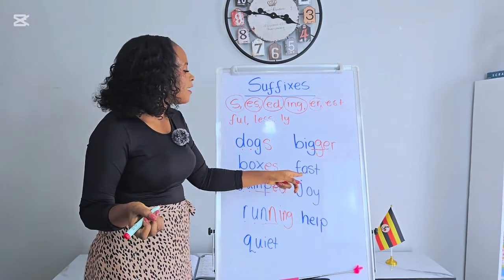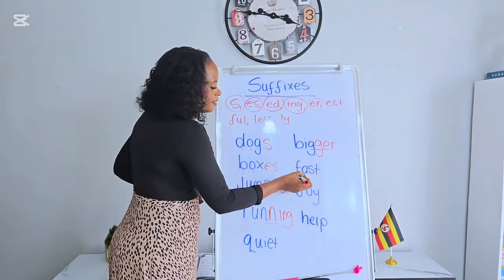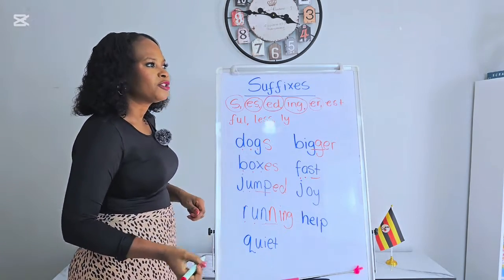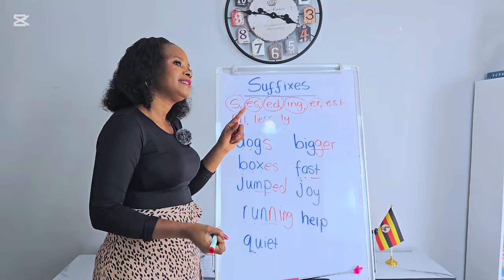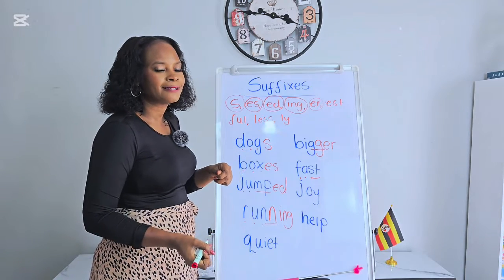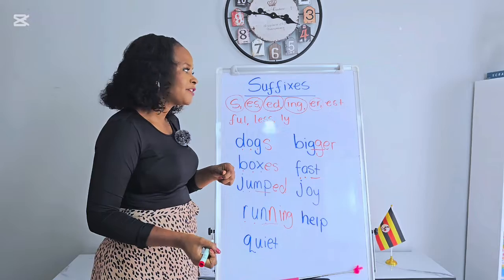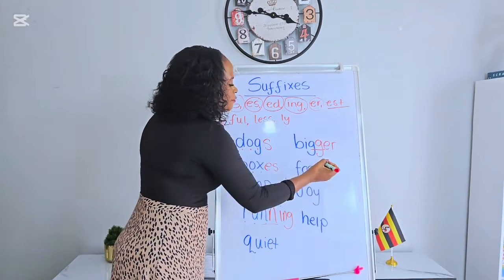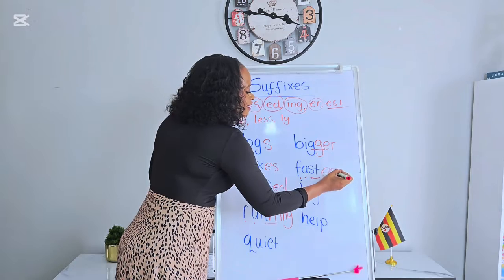We have the word fast. Great. If I want to write that this one is faster than everyone in the class, which suffix do I need? Suffix EST, and the word will become, read it out loud for me, fastest.